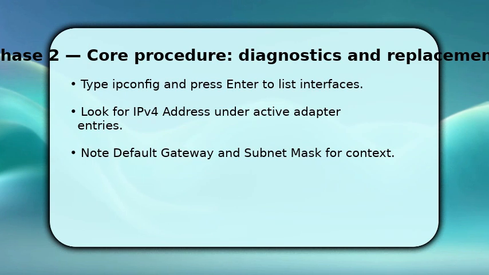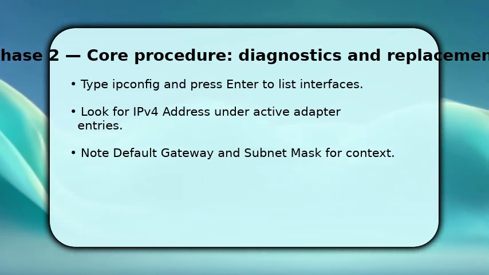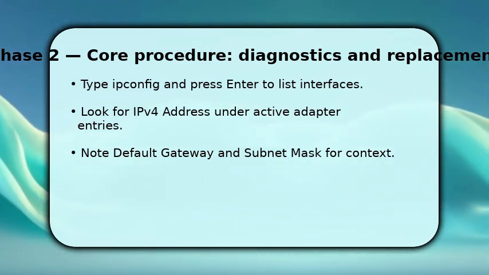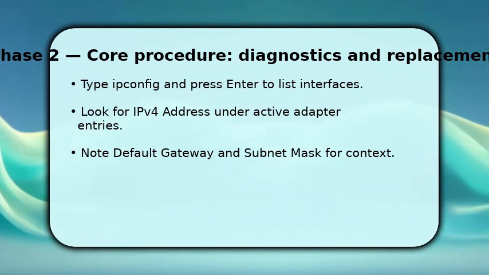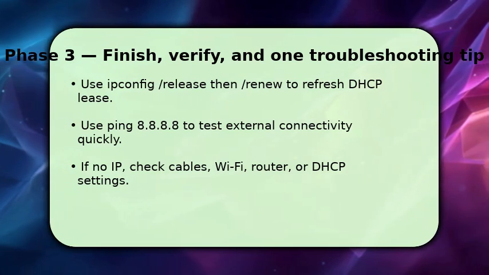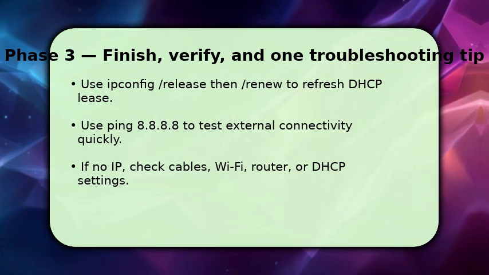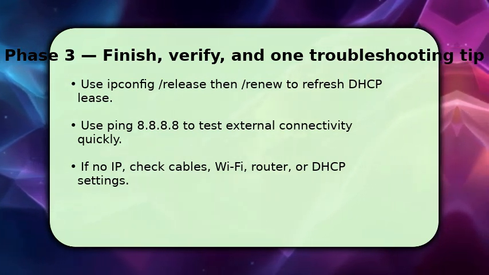If you need a narrower result, append /all for detailed info and make sure to read adapter names to pick the correct interface. You can finish by refreshing or testing the network so your address is current and functional. If an IP looks missing or incorrect, run ipconfig /release then ipconfig /renew to ask the DHCP server for a fresh lease. This often fixes transient issues.